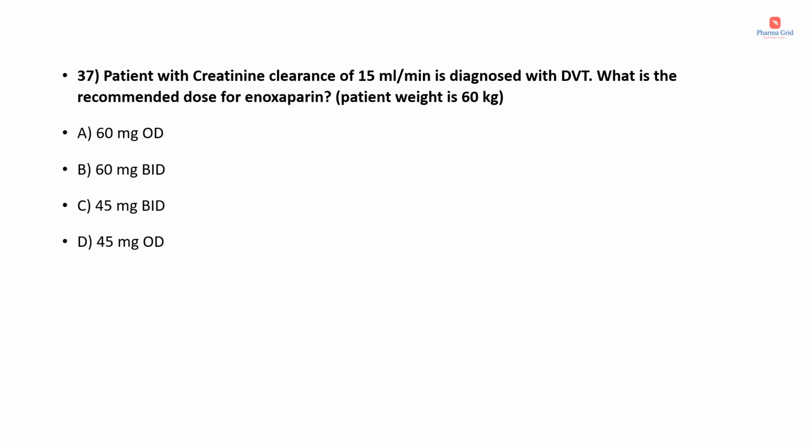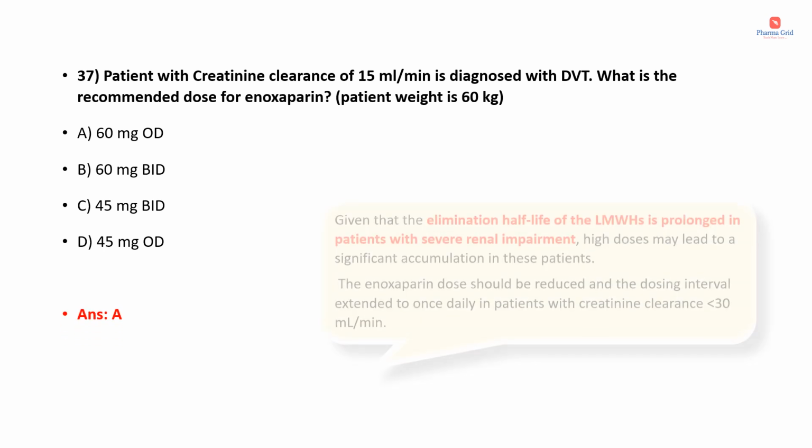The options are 60 mg once daily, 60 mg twice daily, that is BID, 45 mg BID, and 45 mg once daily. So here the correct answer is option A.